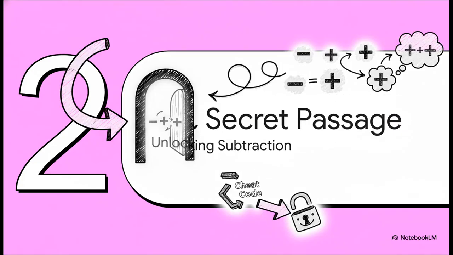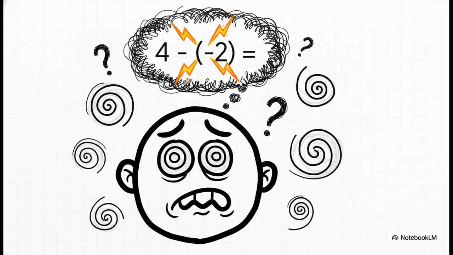All right, moving on. Subtraction can feel like this whole other beast. But what if I told you there's a secret passage, a little cheat code that turns every subtraction problem into an addition problem, which we already know how to do? I mean, this is the classic. This is the kind of problem that makes people's heads spin. 4 minus -2. That double negative, what does that even mean? It looks so confusing, but trust me, this cheat code we're about to learn makes it incredibly simple.